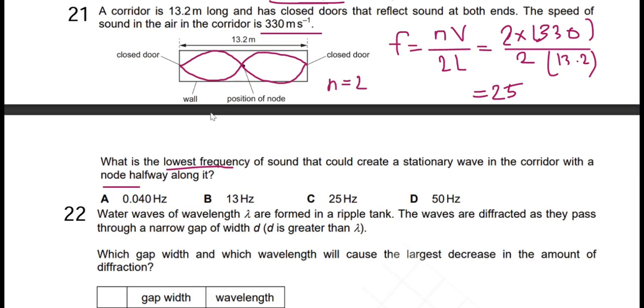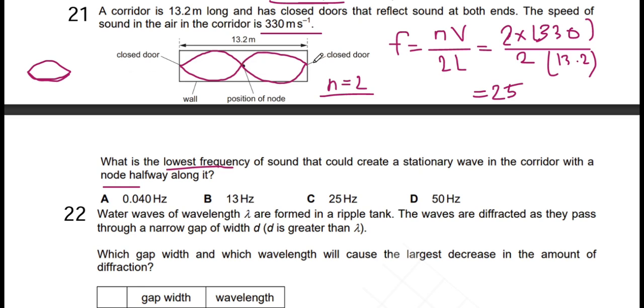In question number 21, we can see there's a corridor with two closed doors, and they said there will be a node in the middle. So if we draw the pattern of the wave, it would look like this. According to this, the n value should be 2. When the n value is 1, there is no node in the middle. But when the n value is 2, there is a node.